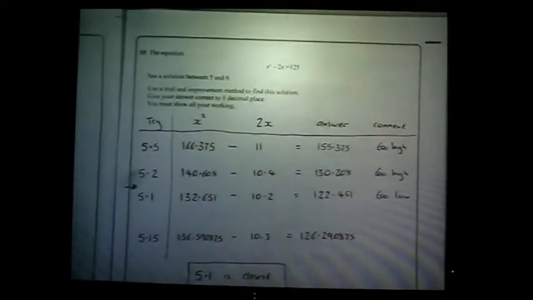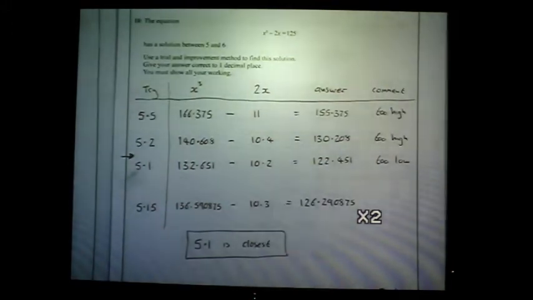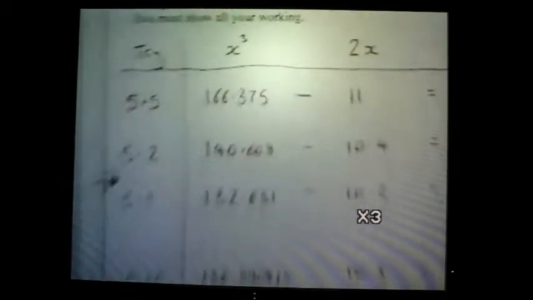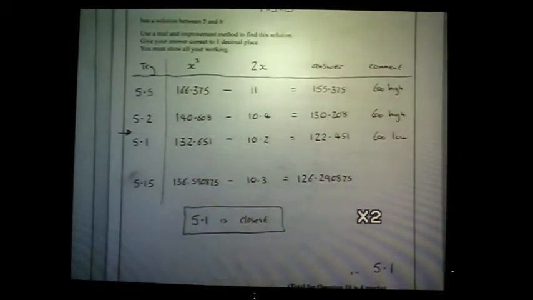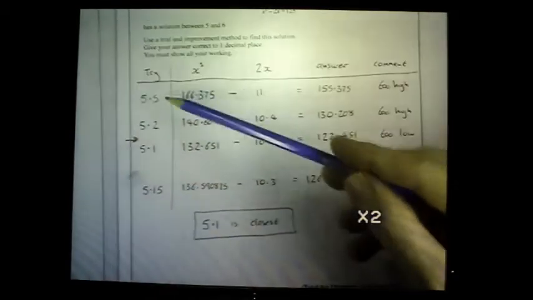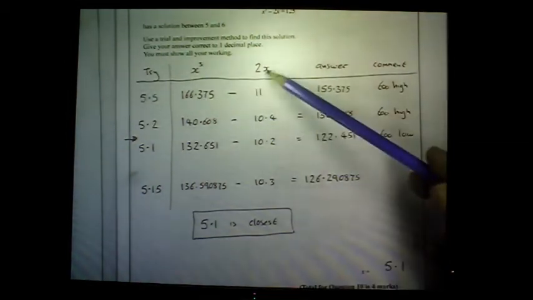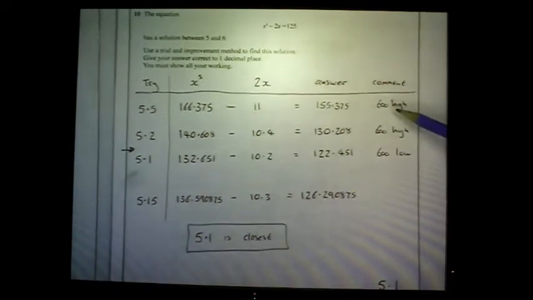Question number 10 is trial and error, or trial and improvement. I'll leave that there so you can see the workings I've done. You're told it is between 5 and 6, so it's usual to start from 5.5. It's x cubed take 2x equals 125. The trick with these questions is they've got to be set out really neatly and make it really clear what you've done. I tried 5.5 first. That's what 5.5 cubed is, that's what 2 lots of 5.5 is, and I've shown I've taken it away. That's the answer, and you can see that answer is too high.